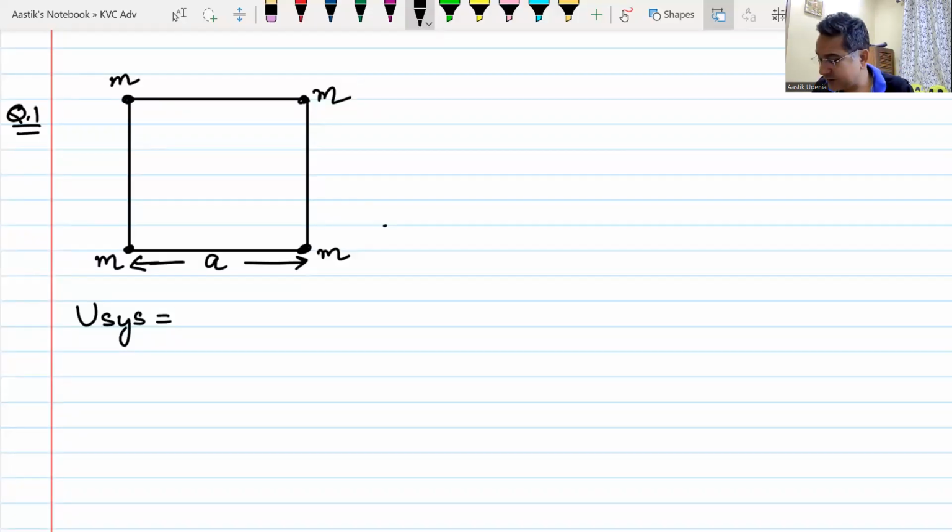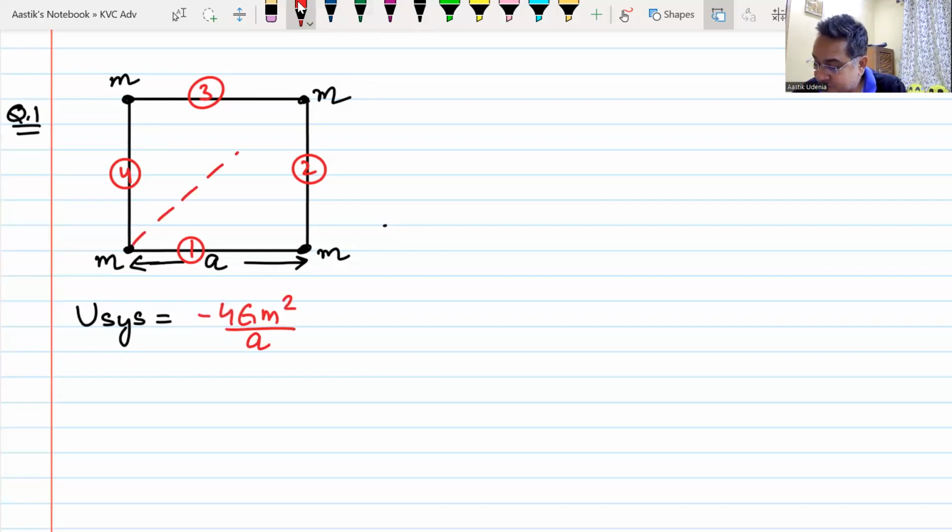Well, I think I've given you enough time to think. How are you going to solve this? You only know the potential energy of a two mass system. What you are going to do is find out how many pairs there are. This is pair number 1, pair number 2, pair number 3, and pair number 4. Every pair has energy minus G into M1 into M2 by A. So the 4 pairs become minus 4 G M square by A. Do we understand this? Yes, sir.